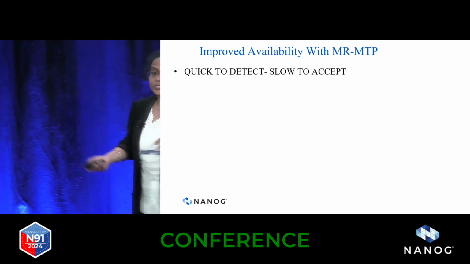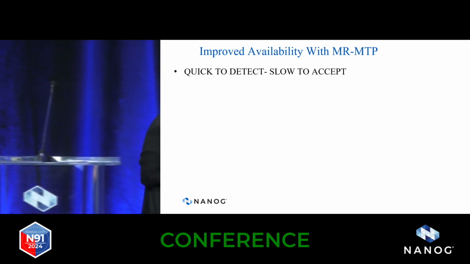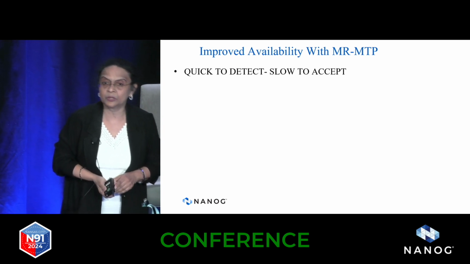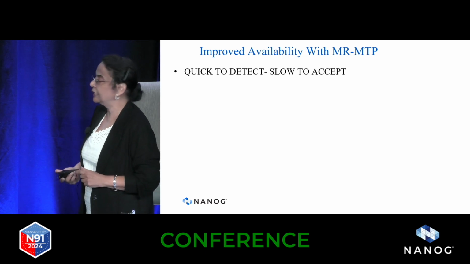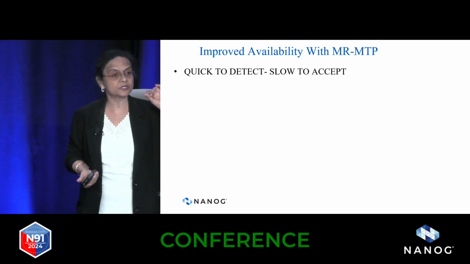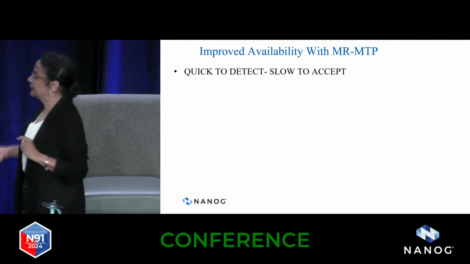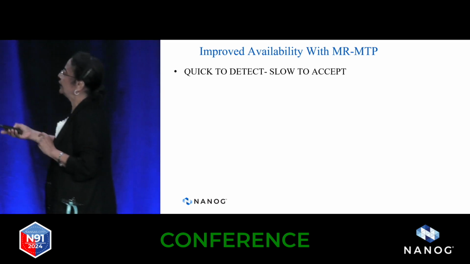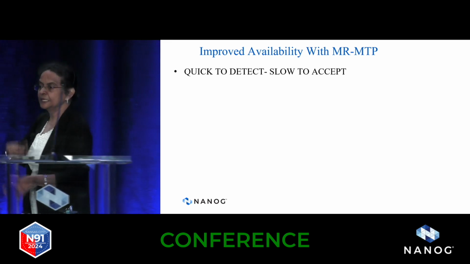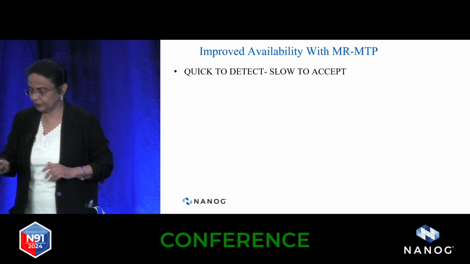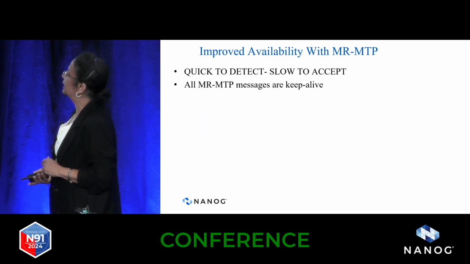So we have a few other new concepts that we introduce. One of them is how to improve availability. To improve availability, I have to reduce the failure detection time. For that purpose, we adopted this quick to detect, slow to accept. This is the reverse of your failure detection typically. So what do we do here?